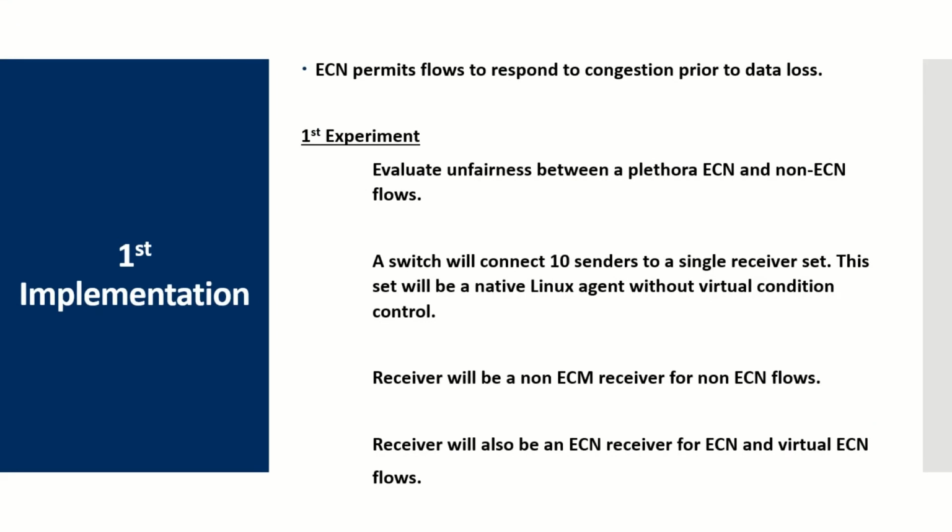Explicit congestion notification permits flows to respond to congestion prior to data loss. In the first experiment, an analysis was conducted between explicit congestion notification and non-explicit congestion notification flows. 10 senders were connected through a switch to a single receiver designed to be a native Linux guest without virtualized congestion control. The receiver can be viewed as a non-explicit congestion notification for explicit congestion notification flows, and vice versa.